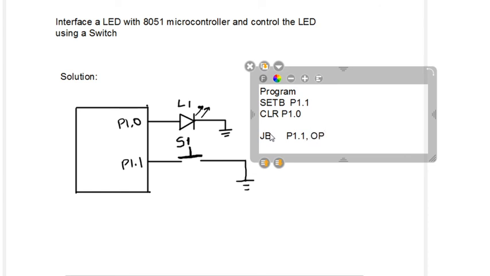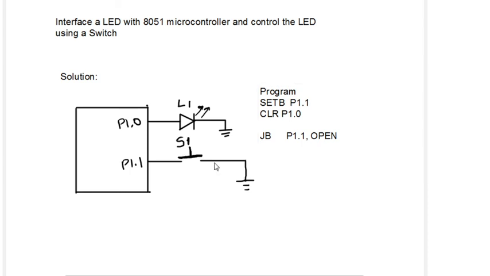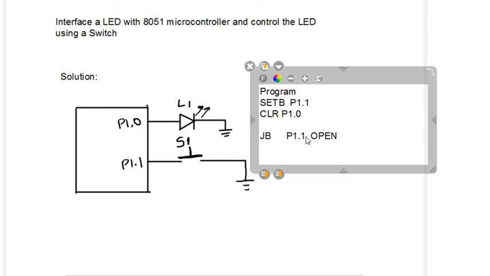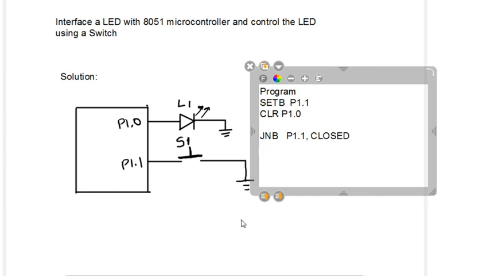Jump if bit means it is open, so I need not do anything. If it is closed, this condition jump if bit indicates it is 1. 1 means the switch is open, since I'm not pressing, so that will get logic 1. If I'm getting logic 1, I know that the switch is open, and in that case I will not do anything. And if it is closed, then this will be no bit. Then if no bit, the switch is closed.